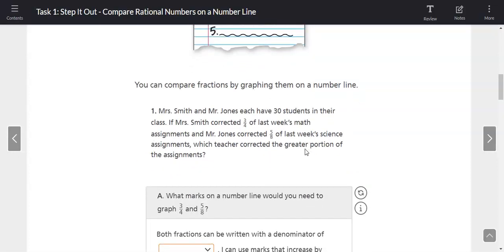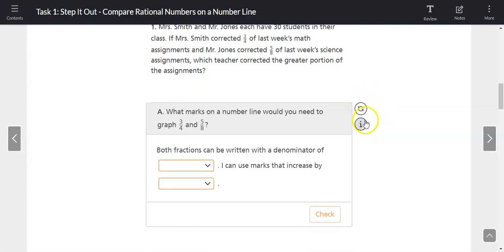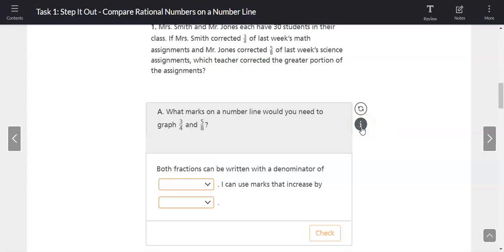Mrs. Smith and Mr. Jones each have 30 students in their class. If Mrs. Smith corrected 3/4 of last week's math assignments and Mr. Jones corrected 5/8 of last week's science assignments, which teacher corrected the greater portion of the assignments? So let's see what we need to do. Anytime you see this little button over here, this is the refresh guy. This little I says click for tip. And they didn't put anything on there yet, which is weird.